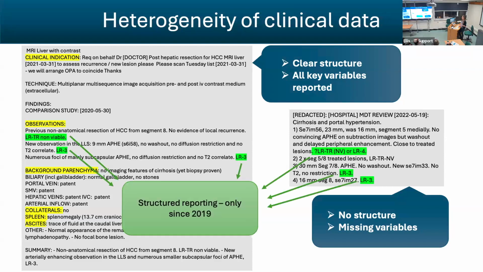Further on, our way of reporting has changed throughout the years. So now we have the LI-RADS system for liver lesion reporting, but that was only implemented in 2019. And if we want to analyze this data at scale, we again need to reconcile our current classification system with what was before. It's another challenge.